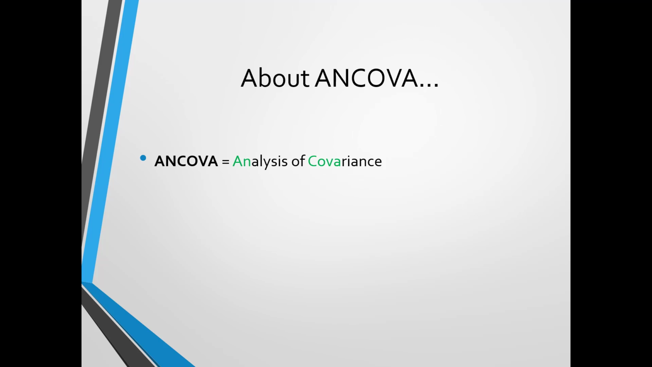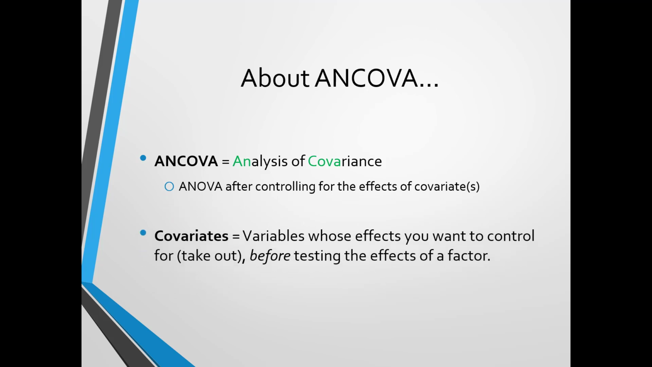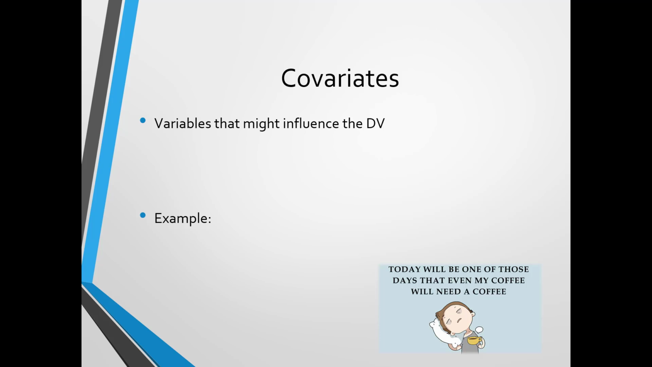Now, ANCOVA is short for Analysis of Covariance, and it's really ANOVA after controlling for the effects of covariates. Now, what are covariates? They are variables whose effects you want to control for or take out before testing the effects of a factor. So let me explain a little bit more what I mean. So covariates are variables that might influence the dependent variable, but they're not your variables of interest, and so you don't want to test hypotheses about them, but you want to take their effects out because they influence your dependent variable. And so here's an example.